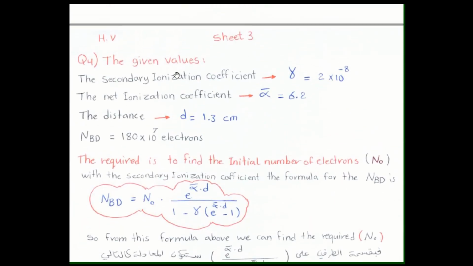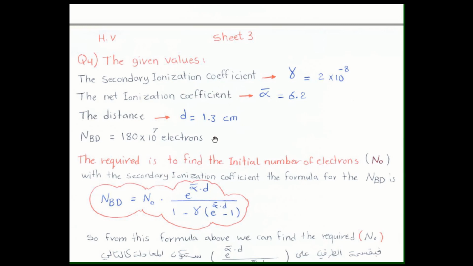So the given values, as I said: the secondary ionization coefficient, which we call gamma, is equal to 2 into 10 to the power minus 8, and the net ionization coefficient, which we call alpha dash, is equal to 6.2, and the distance, which we call d, is equal to 1.3 centimeter, and the number of electrons in the breakdown situation is 180 into 10 to the power 7 electrons. So the required is to find the initial number of electrons, which we call N epsilon.